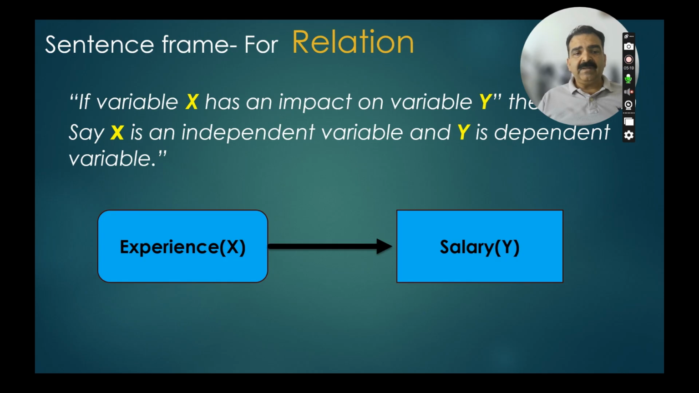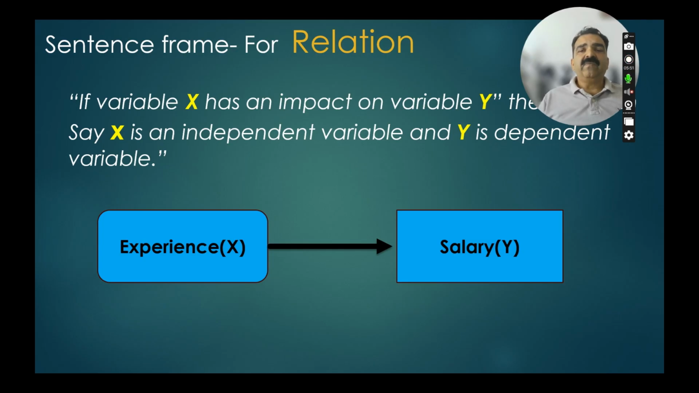So in our example, if experience is there and salary is there, if experience increases, salary will obviously mostly increase. So higher the experience, higher the salary. So both are going in the same direction, so experience has a positive impact on salary. And because experience has an impact on salary, salary is dependent on experience, and salary is a dependent variable, and experience is an independent variable.